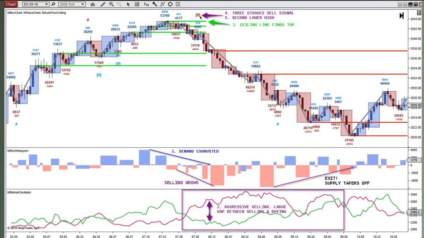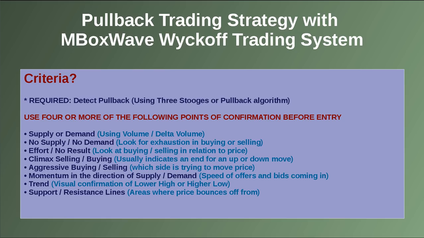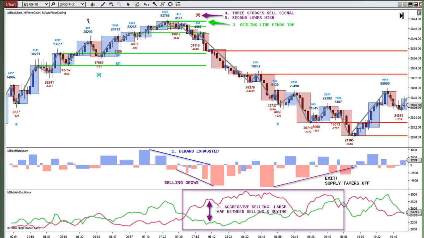So in this setup, we are looking at this case where price was growing here, and we had some decent buy signals here. We had a sell signal here, but we cannot confirm any supply here, so that signal would be ignored. The signals are there for you to pay attention to, but you need to confirm four or more of these points. As on this page, we need four or more of the following points of confirmation before entry. So going back to this slide, somebody says, okay, here's a sell signal, but we can't confirm supply here, so we're not going to look at it.